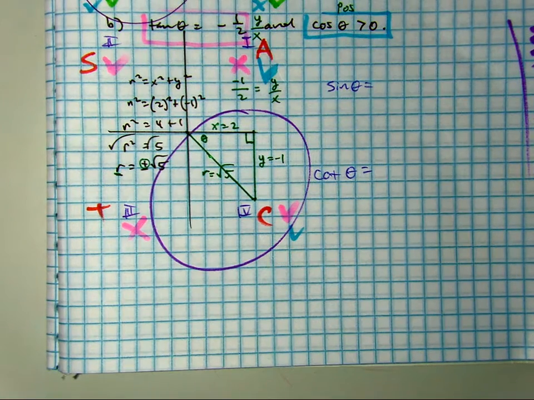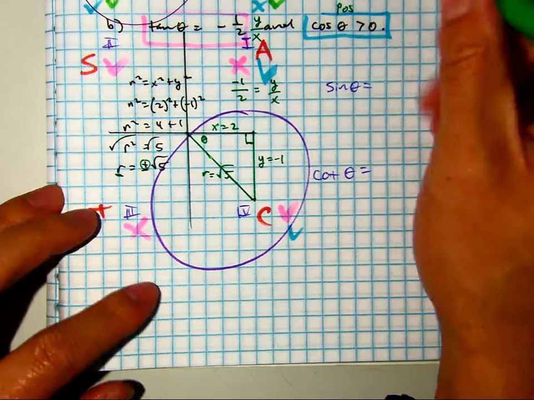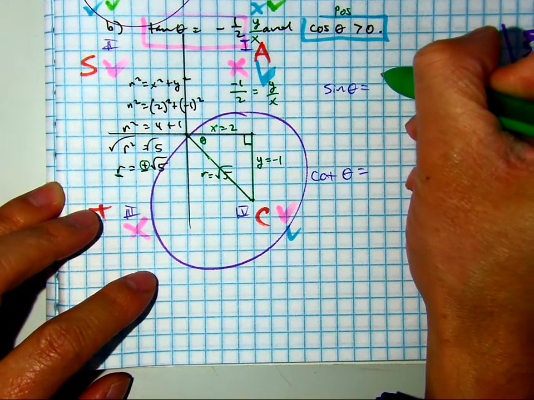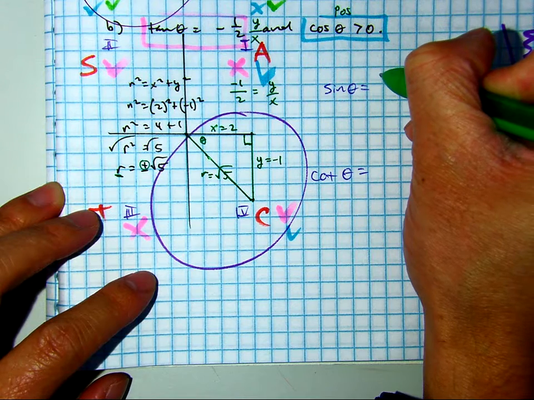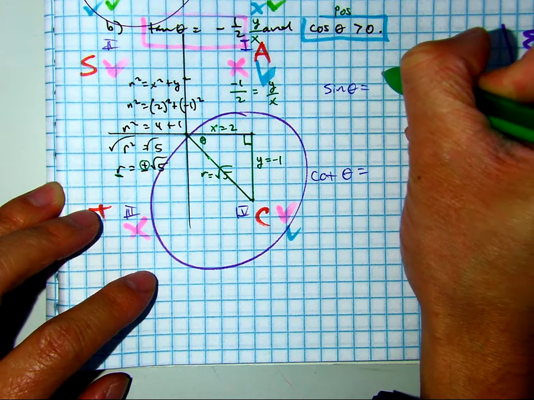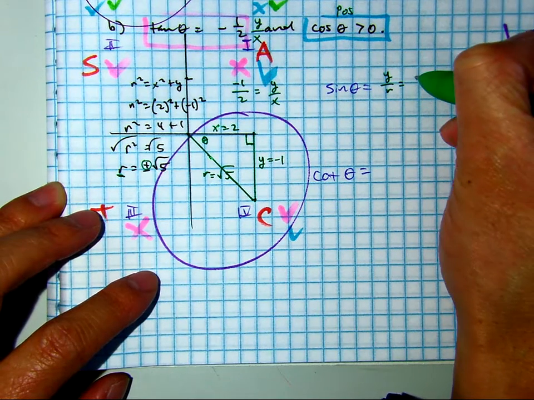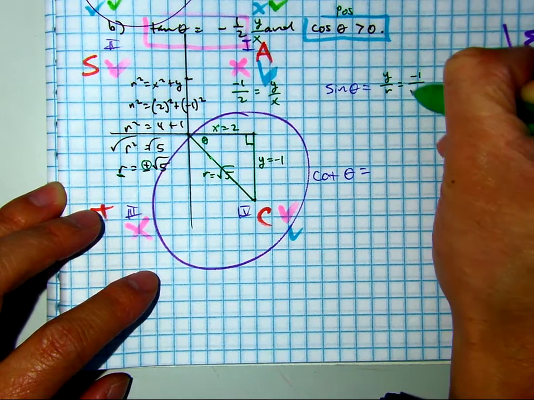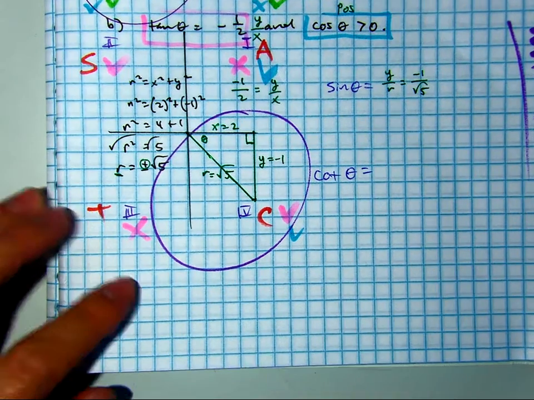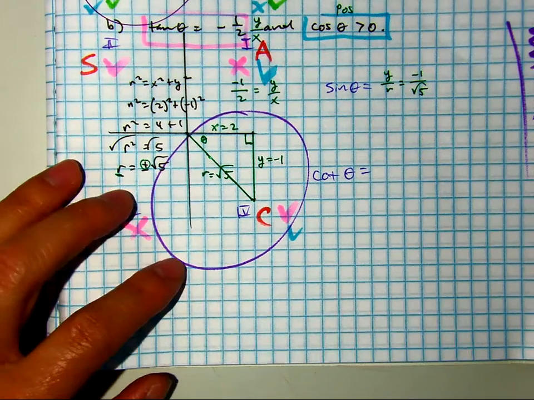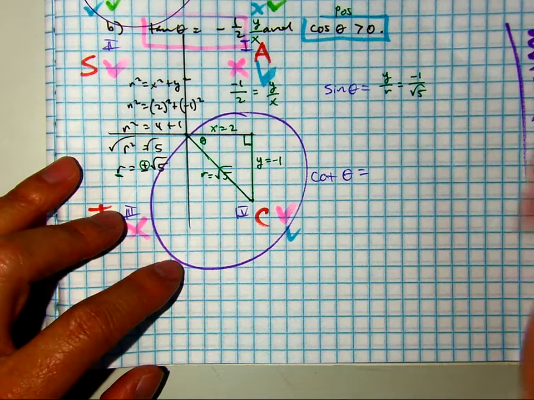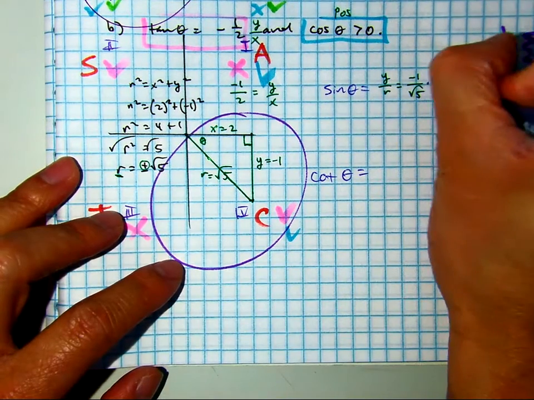From here, then I can just use the different trig functions. Sine is which two letters? Y over r. Numbers? Negative 1 over radical 5. Is that your final answer? No. How do I simplify? By multiplying by 1, which is radical 5 over radical 5.